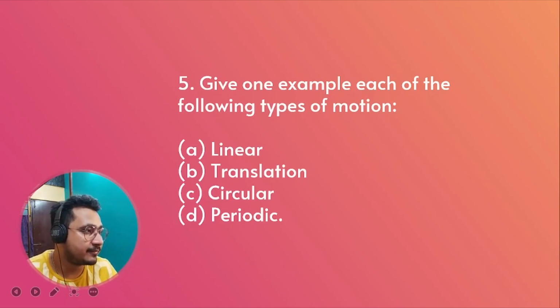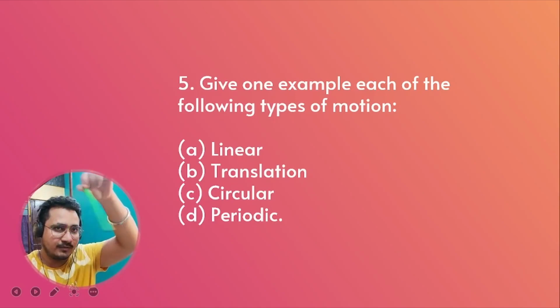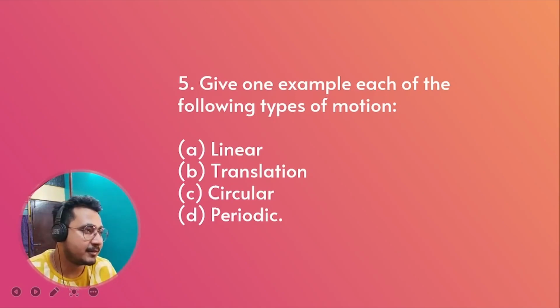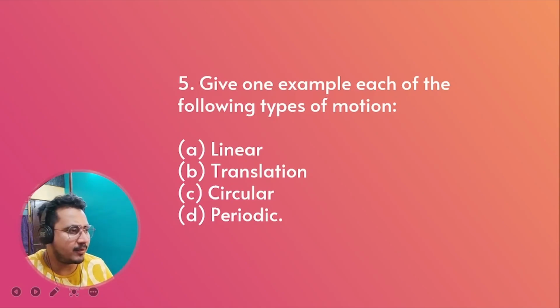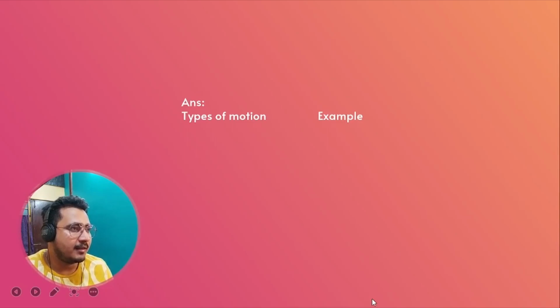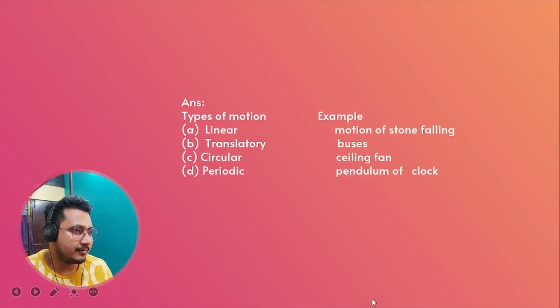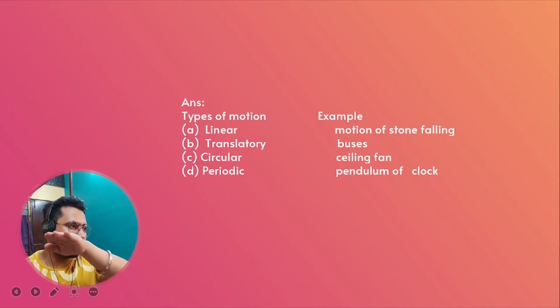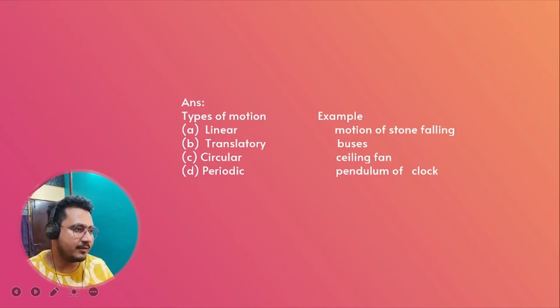Periodic means this one. It takes a particular time: a pendulum clock or a swing. Let's look at the answer. Translatory is given like buses. It is taking something from A to B, like a vehicle, going in only a single direction. The bus will not go up; it will only go in that particular direction. That's why we call it translation. Translation means from X to Y.